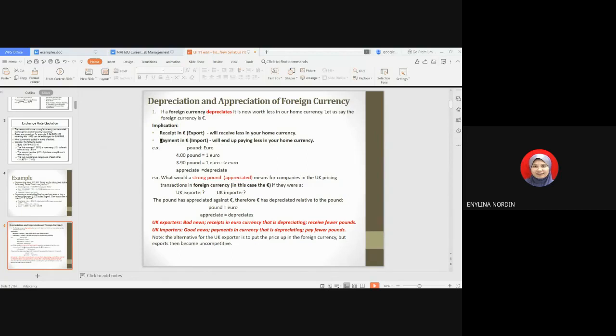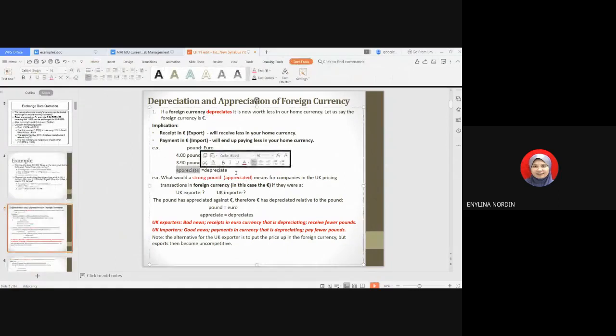If you do the import, that means you buy the goods or services from a foreign country that is trading in euro, then that means you have to pay for that particular goods in euro. So that means you have to pay less in your home currency. Okay, so when the foreign currency depreciates, that means your home currency is appreciating actually, right? So if the foreign currency is depreciating, that means your home currency is appreciating, the other way around.